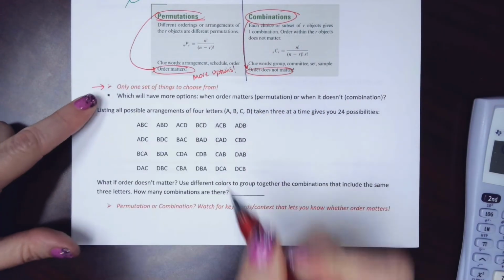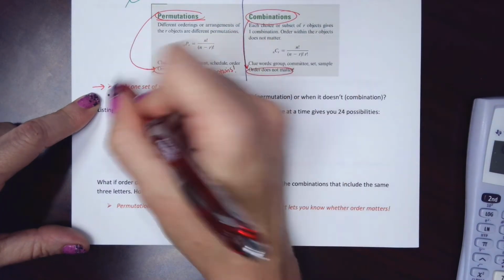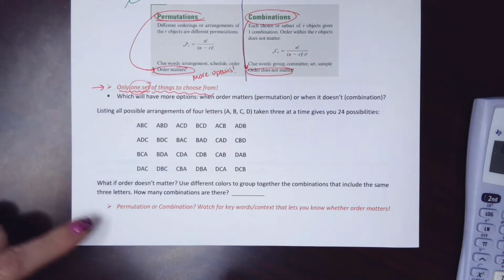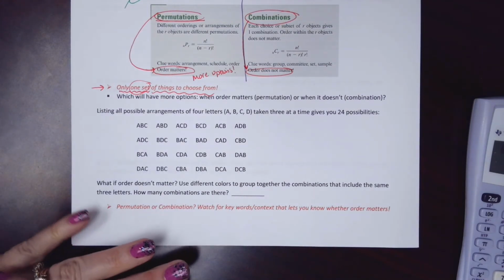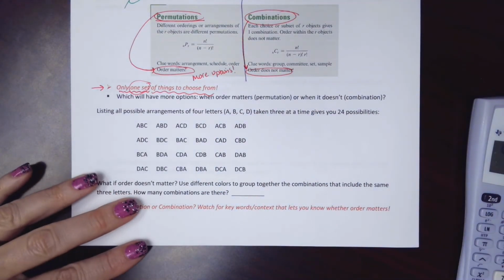With fundamental counting principle we had multiple sets to choose from. With permutations or combinations, there's only one set of things to choose from. I'm choosing from all the students in the room, from all the members of the club, from all of the players on the team. But that's just one set of options.